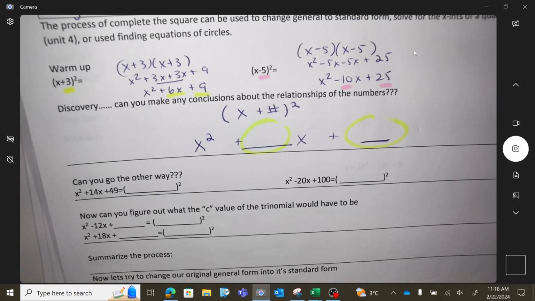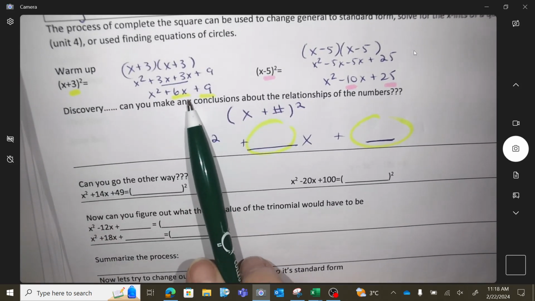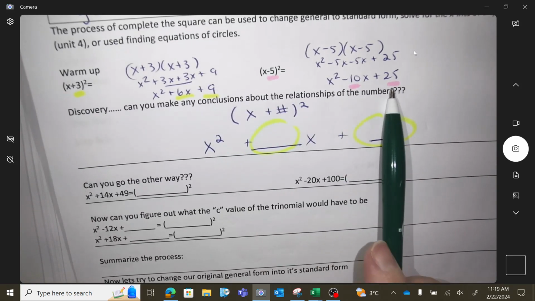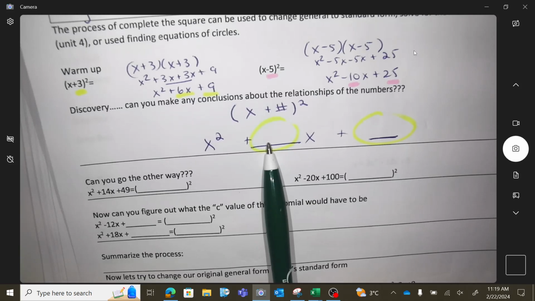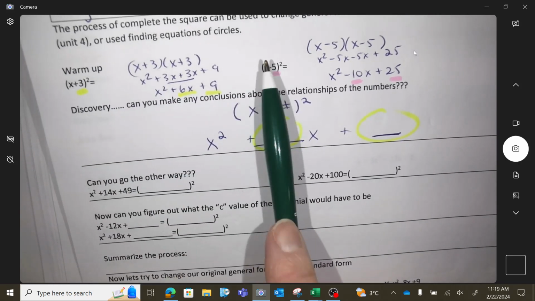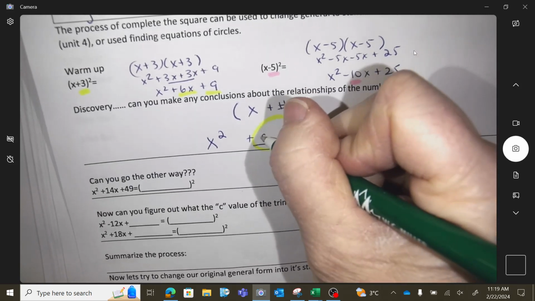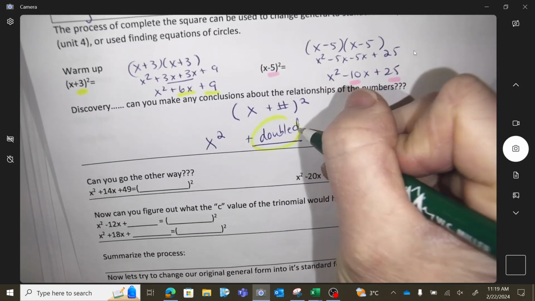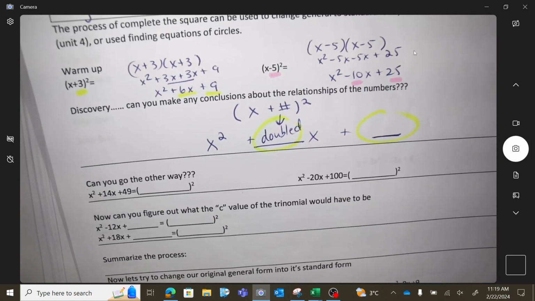Okay, so whatever number is here, so there was a 3 here, and then it turned into that. There was a -5 here, and it turned into that. So depending on this number, what's the relationship in the middle? What's the relationship between the number and what you get in the middle? Always doubled. It's always going to double.